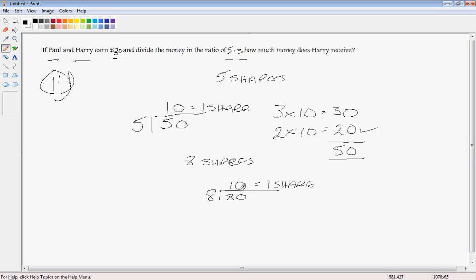is worth £10. Now we could work out what everybody gets, but the question only asks how much does Harry receive. So we know Harry is the last number in the ratio, and he gets 3 shares. So 3 shares would be 3 times the £10, so Harry would receive £30. And that's it. That really is it.